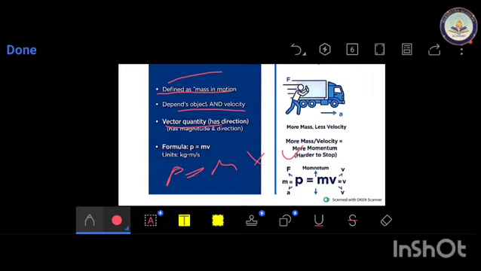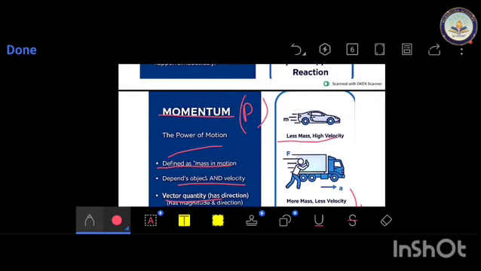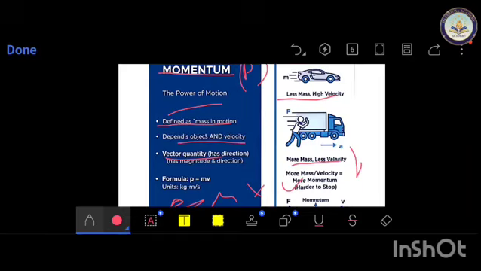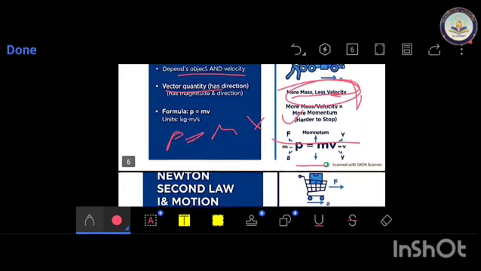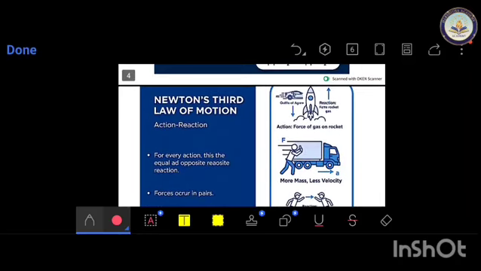Next, less mass, high velocity; more mass, less velocity, because they are interrelated. There is more mass and less velocity, or less mass and more velocity. That's momentum, P equals mv. It's all about that. Momentum is another physical quantity.